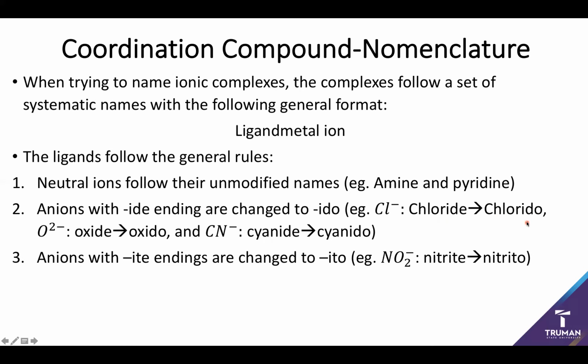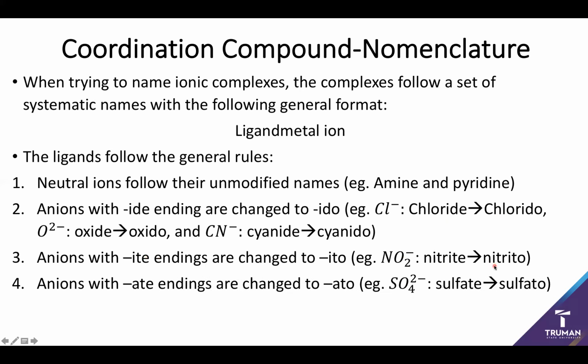Similarly, we have a lot of anions that end with "ite", so nitrite and sulfite. We replace that E at the end with an O, so nitrite becomes nitrito, and sulfite becomes sulfito. Similarly, with anions that end in an "ate", so things like sulfate and nitrate, those end up going to sulfato and nitrato, where again, we replace that last E with an O. But most of the general rules tend to work out like that.